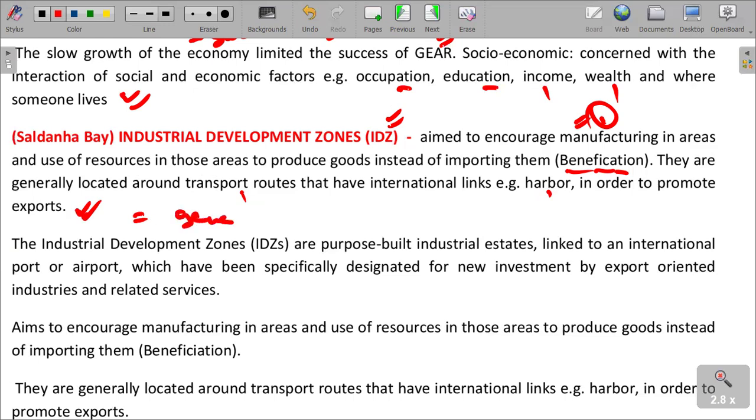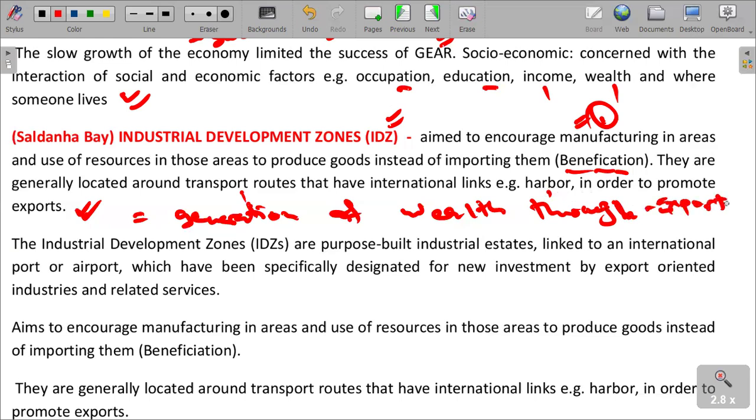The generation of wealth through export promotion, exportation. So exportation will provide the much needed foreign currency that is needed in terms of our businesses, in terms of our economy.